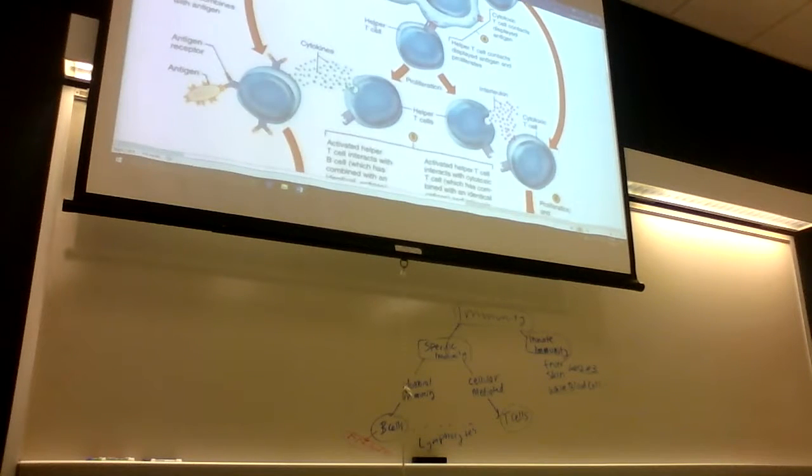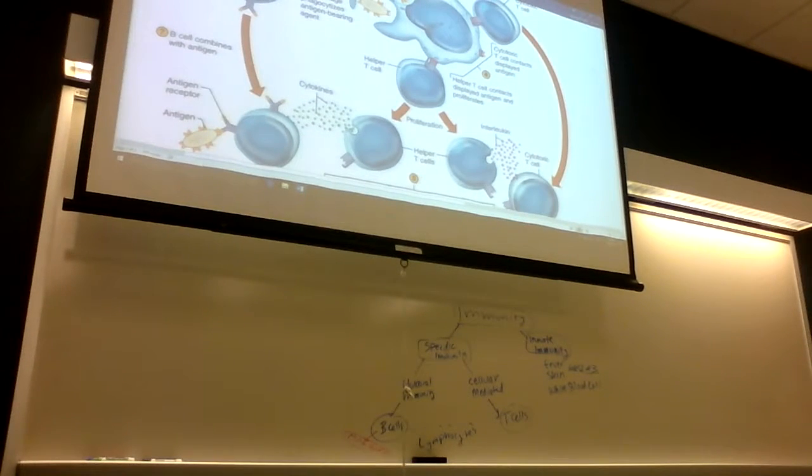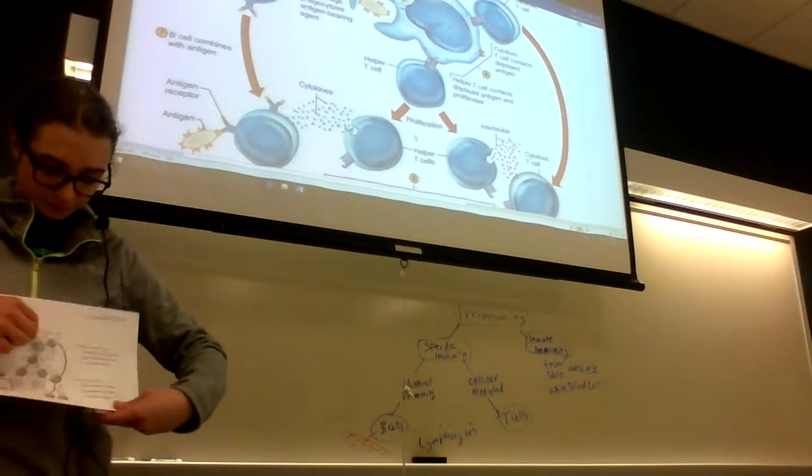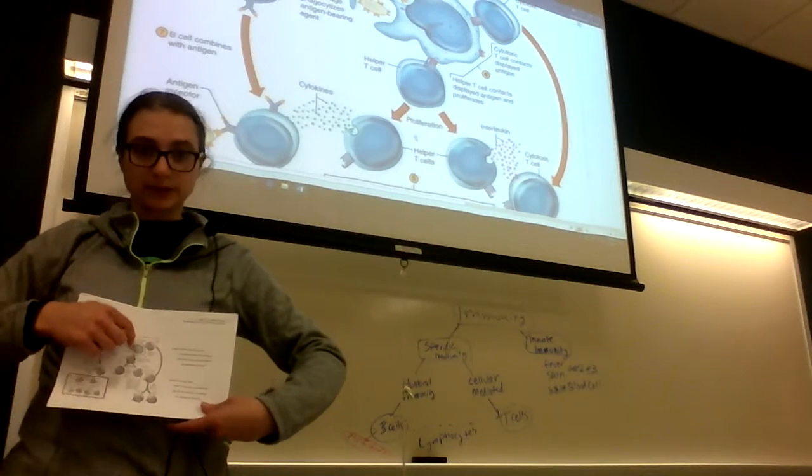So first thing I want you to do, you see this picture here? You see this right here, your antigen presenting cell. I want you to draw a line that kind of cuts this helper T cell in half. So draw a line straight through here. Right there.